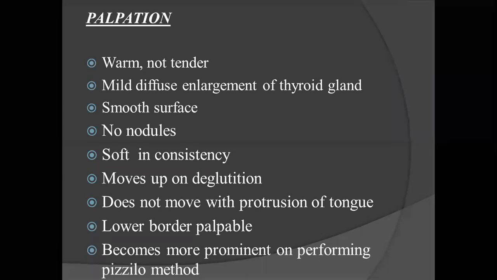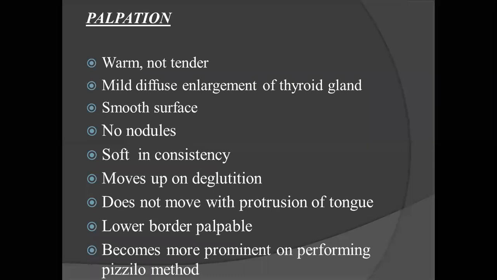Then we'll go. Lower border palpable. Lower border palpable. What does it indicate? Retrosternal goiter. Is there any extension to the mediastinum? If the lower border of the thyroid is palpable now, that means it is not going into the superior mediastinum at all.